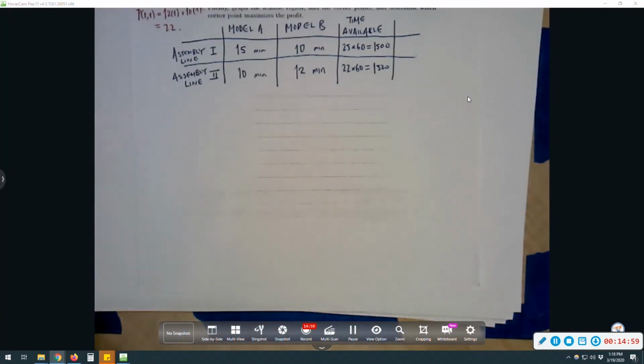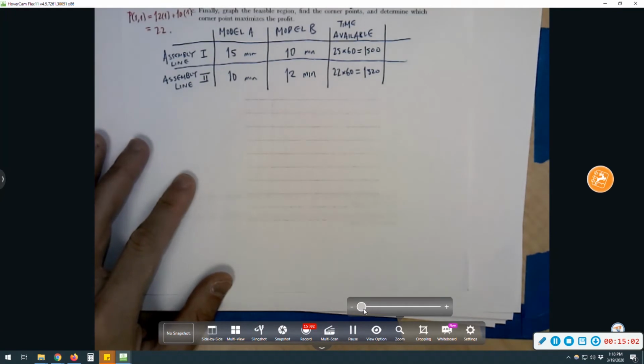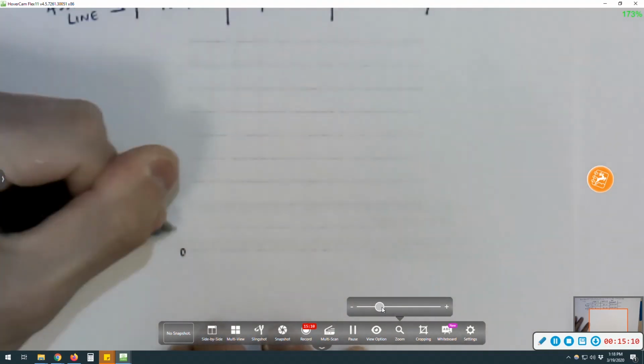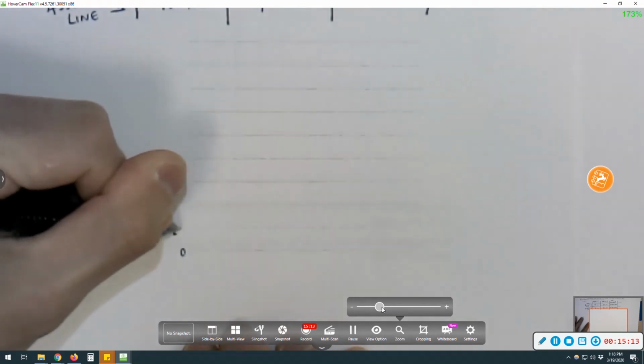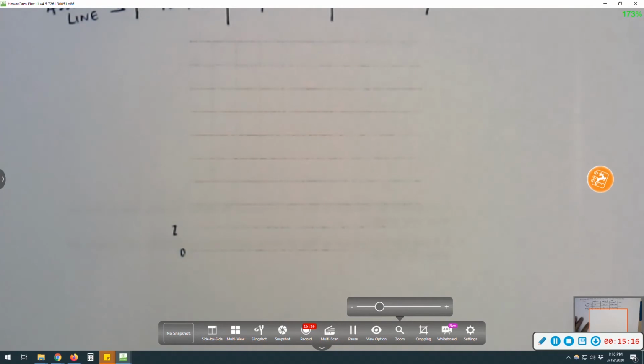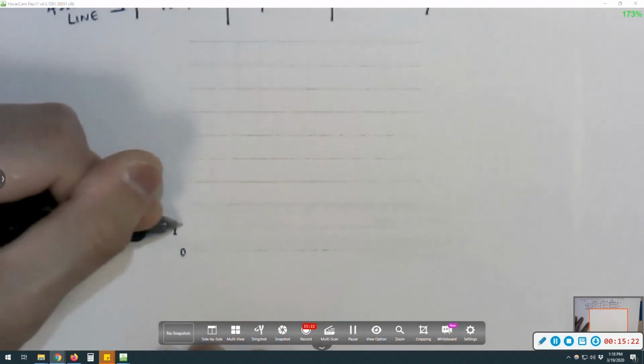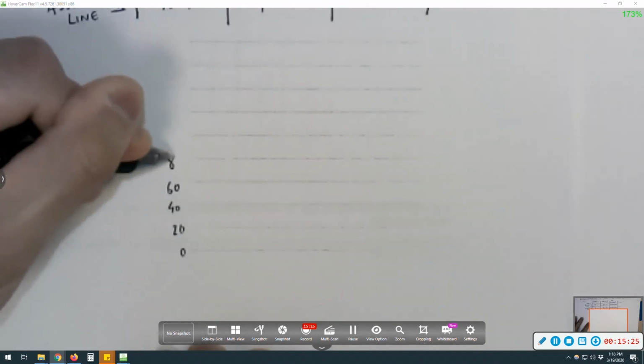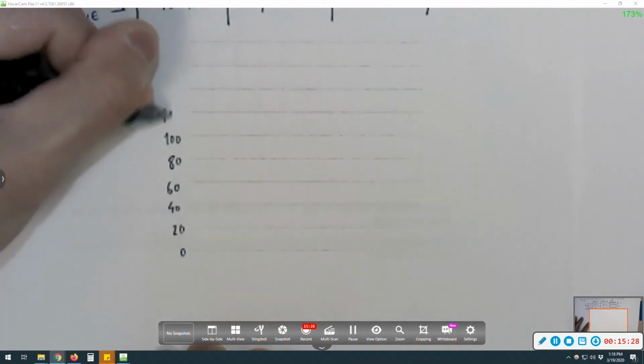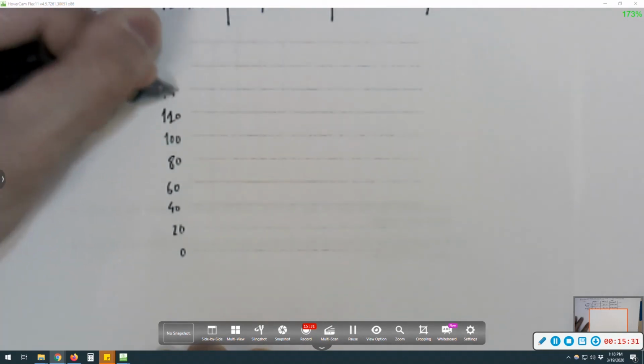Now I'm going to take a second and just zoom in here. I think what we did yesterday is we labeled our axes by 20s. Yeah, let's try 20s here. So 20, 40, 60, 80, 100, 120, 140, and 160. Okay, so that should be enough. And then we'll also go this way as well.